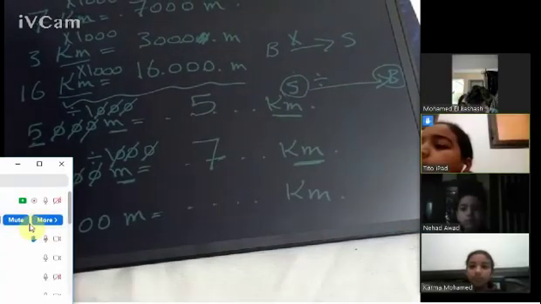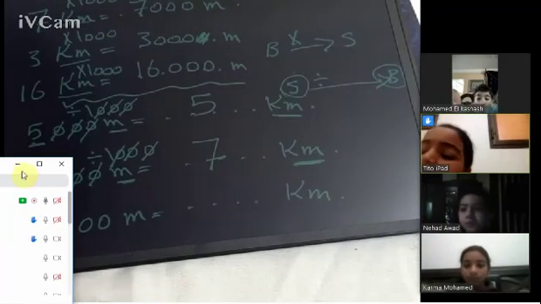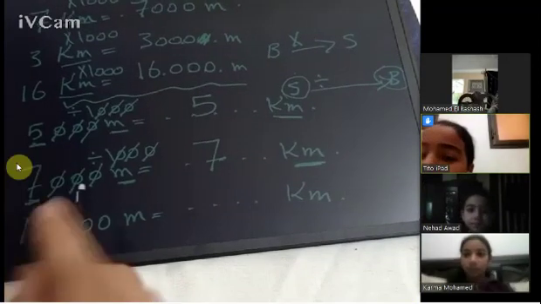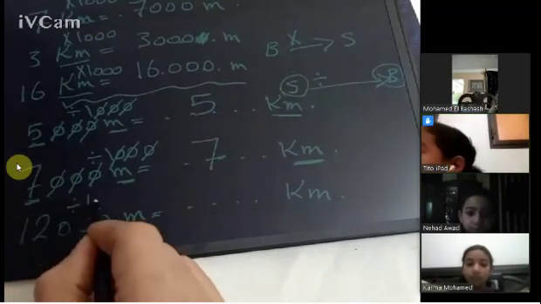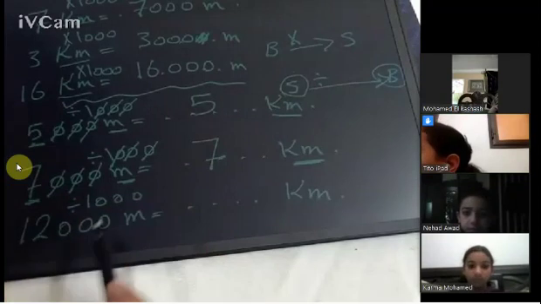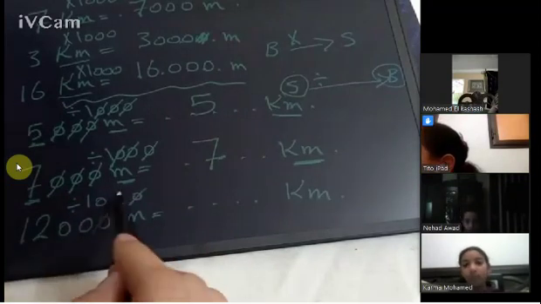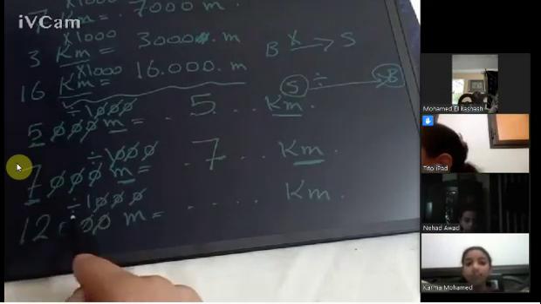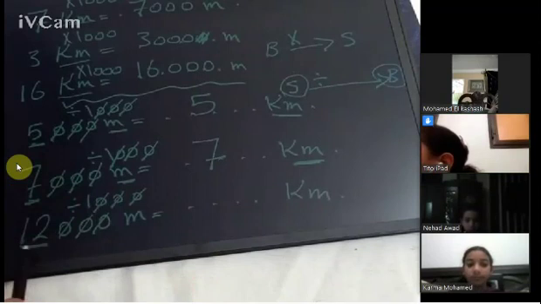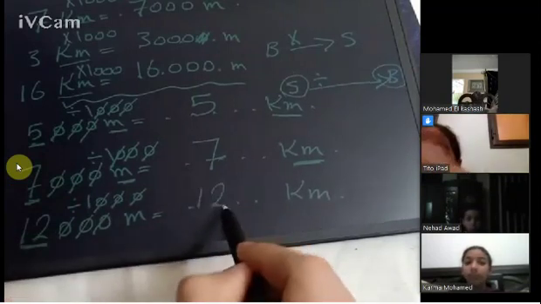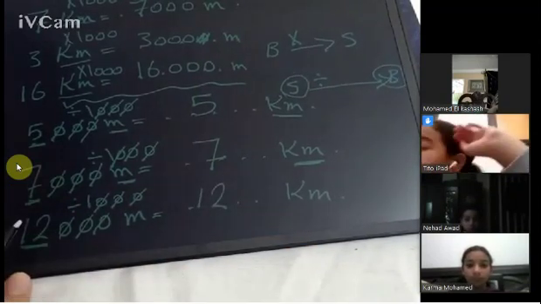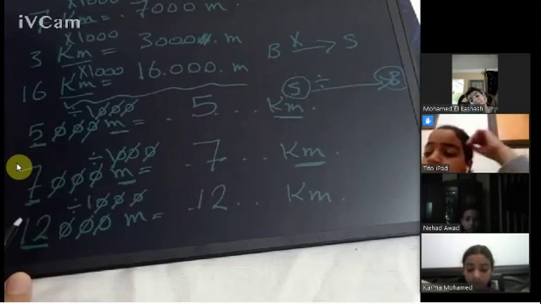12. Yes, it is 12. Why? Because if we divide by 1,000, we will erase zeros together. A 0 with 0, a 0 with 0, and a 0 with 0. And we still have 12. So the answer is 12. Great, Malak.